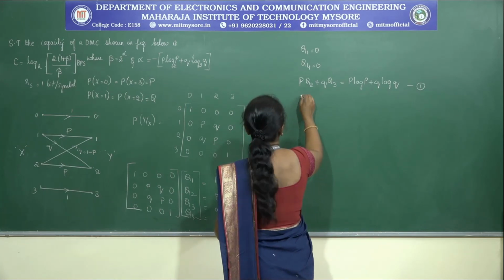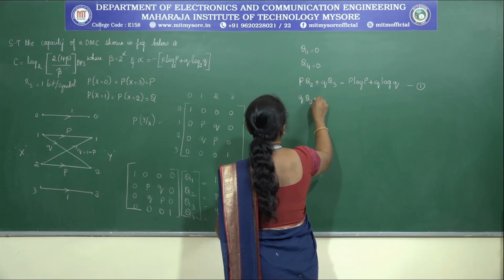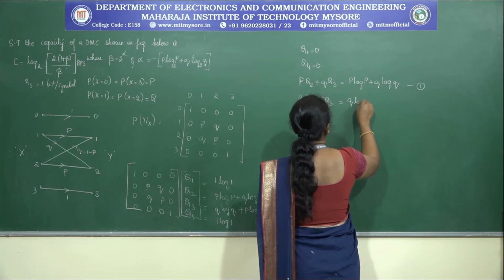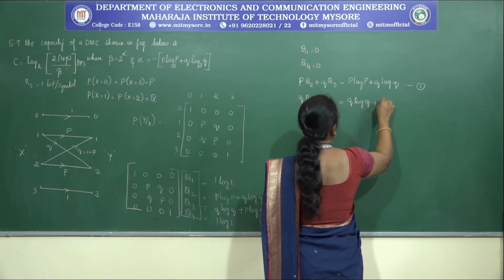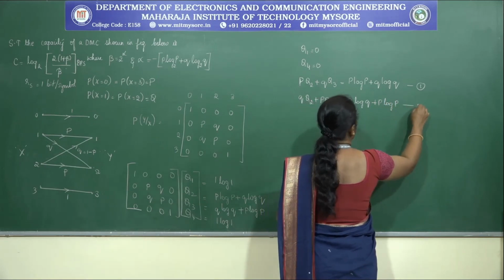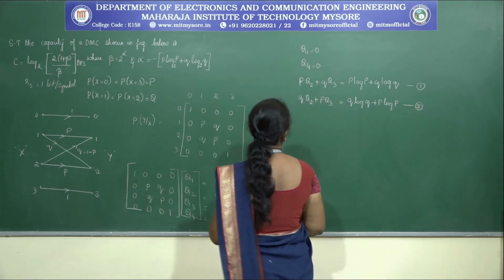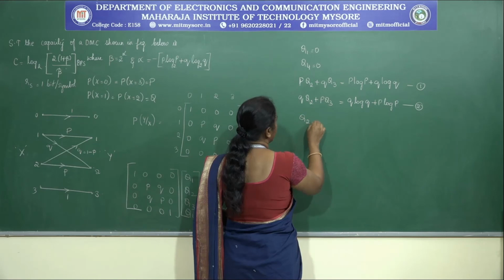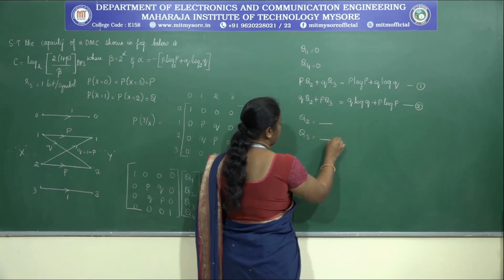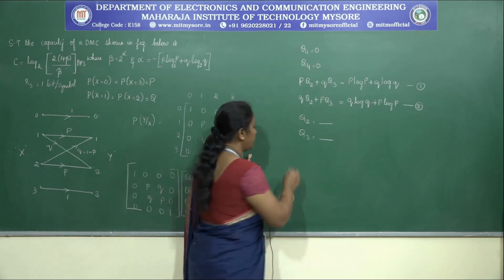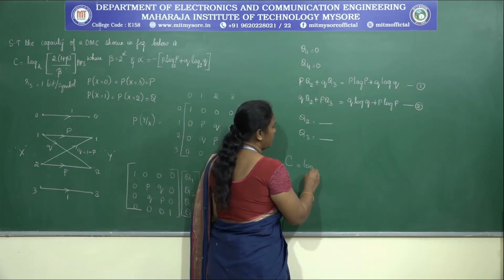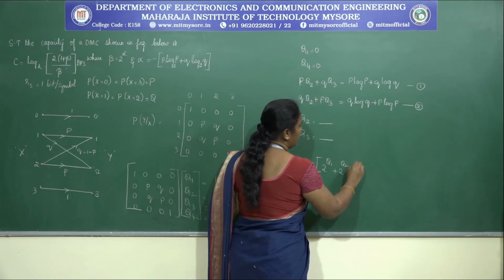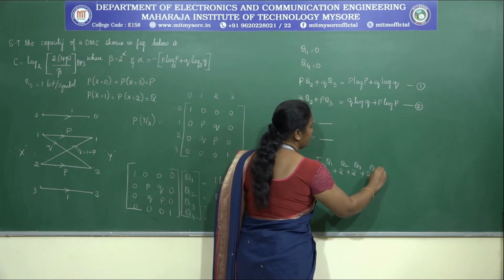Similarly we have Q Q2 plus P Q3 is equal to Q log Q plus P log P. Represent this as your equation 2. Now if you simplify these simultaneous equations, you will arrive at the Q2 value as well as the Q3 value. Now what is channel capacity given by Muroga's method? C is equal to log of 2 to the power of Q1 plus 2 to the power of Q2 plus 2 to the power of Q3 plus 2 to the power of Q4.